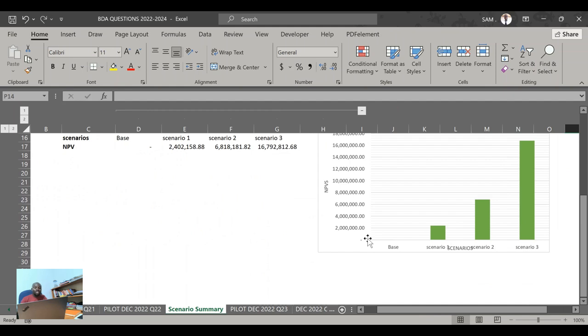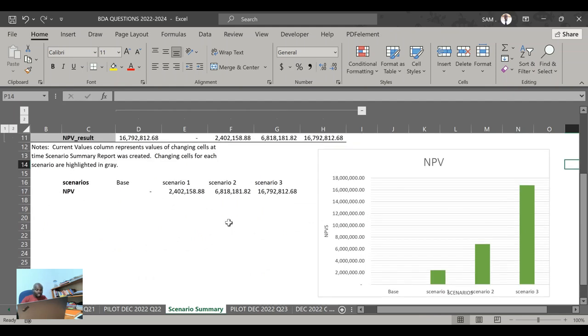Now, that was just a bit that was not asked by this examiner in this question, but it is good knowledge. It is good for you to know how to present your data using charts and graphs, and how to play around with the charts and graphs.